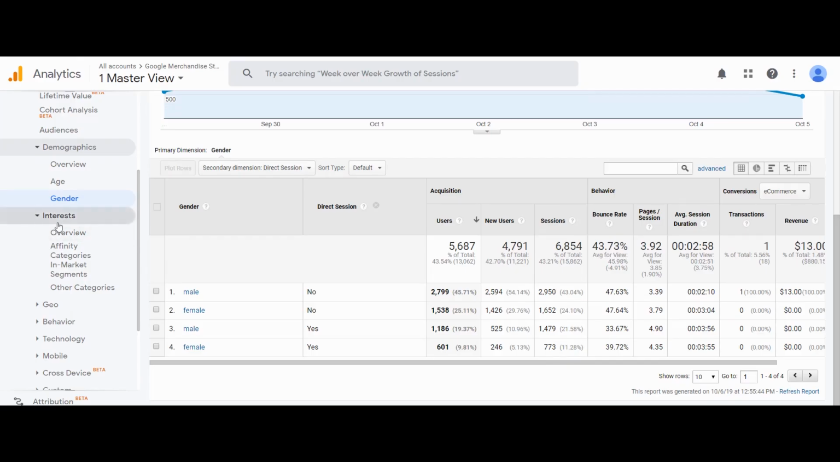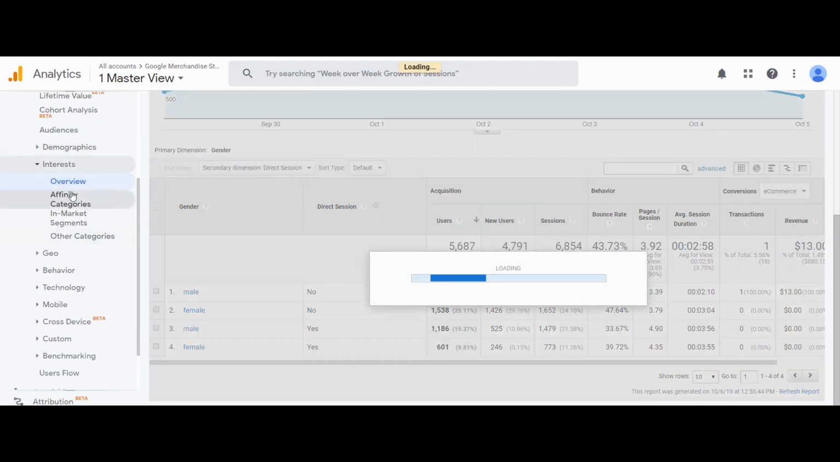Next we have the interest tab. Interest simply explains what type of interest your audience has. Google calculates these interests on the basis of the browsing behavior of a user. This is just an overview of the audience interest.